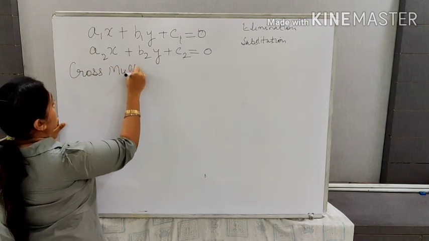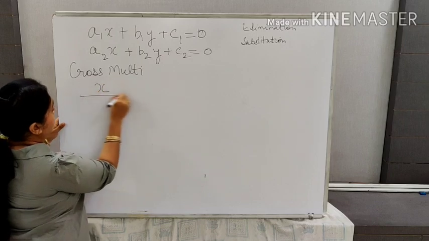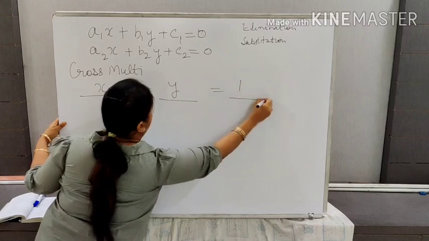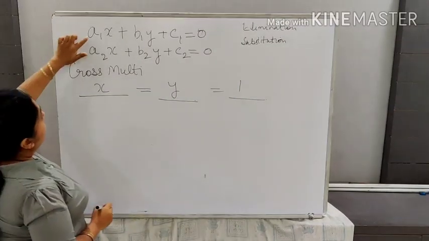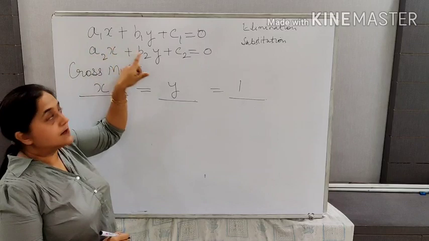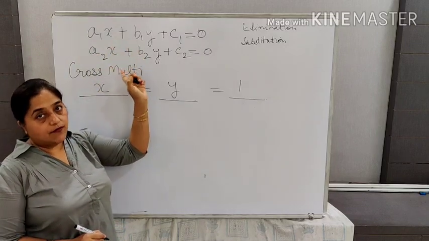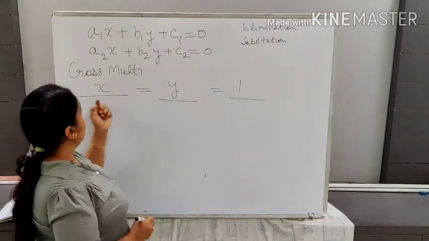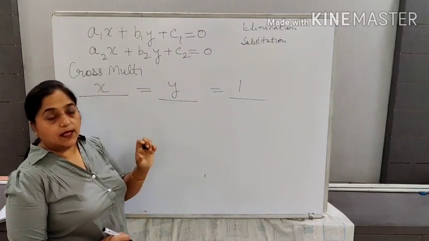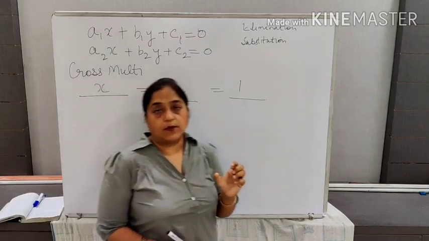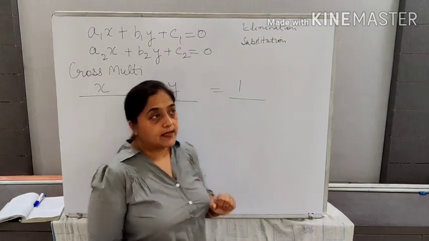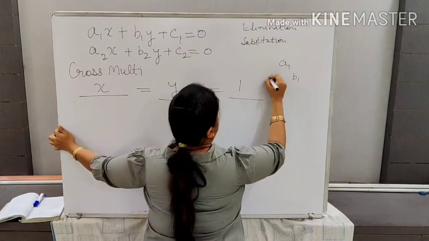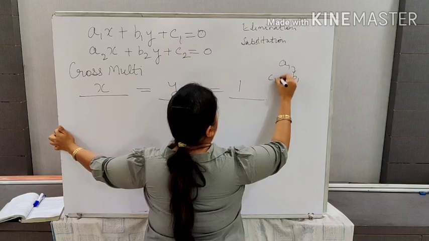See, in the cross multiplication method, you have to write it like x upon, y upon, and 1 upon. Please see here. A1 and A2 are the coefficients of x. B1 and B2 are the coefficients of y. C1 and C2 are the constants. So when you are writing here x, please remember one thing and make the formula a standardized formula only. When you have x here, there is a cycle. There is A1, B1, C1.